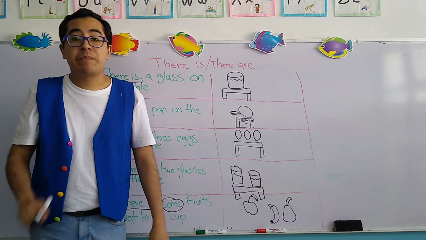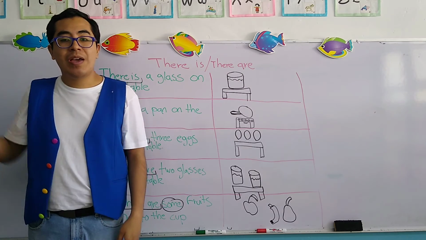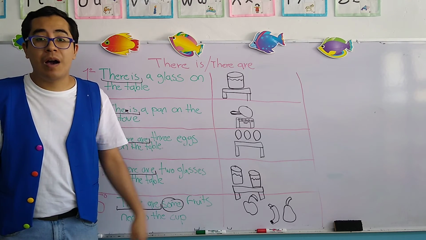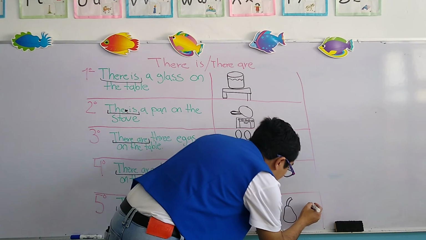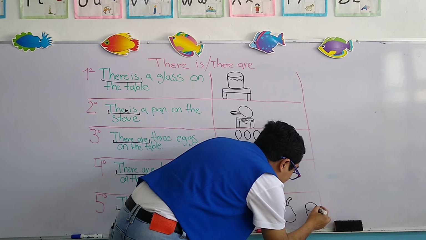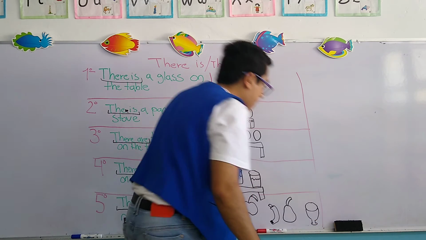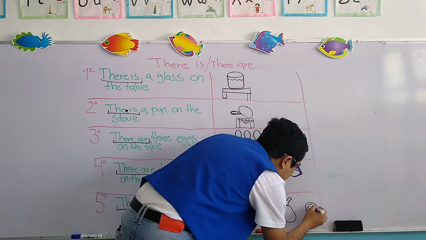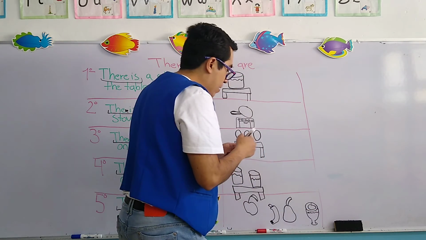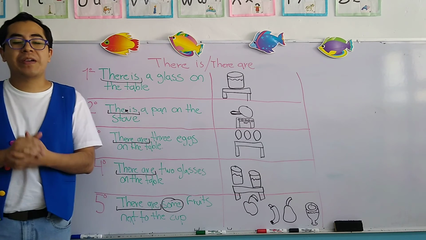Now, if you remember the prepositions of place, next to means al lado in Spanish. These fruits are next to a cup. Now, a cup, like the glass, is an object that we use to drink a liquid. Okay? Very good. Once again, if you want to fill your cup with soda, or with milk, or with water, you can do it. Okay, very good.